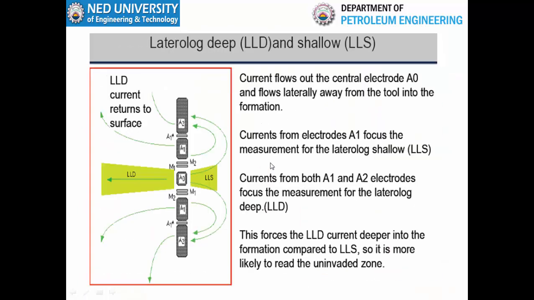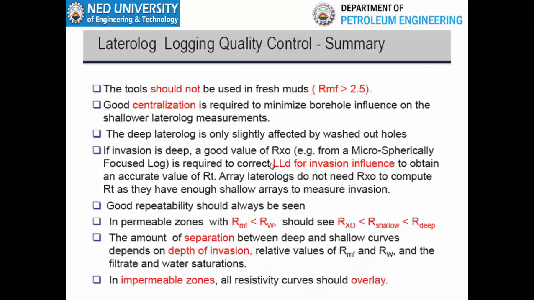So in permeable formations, if you have this condition as written over here, the resistivity of the mud filtrate is lower than the RW, you should see this effect. The amount of separation between deep and shallow curves depends on the depth of invasion, relative values of RMF and RW, and the filtrate and the water saturation. We will see this in the coming slide. In impermeable zone, all resistivity curves should overlay.